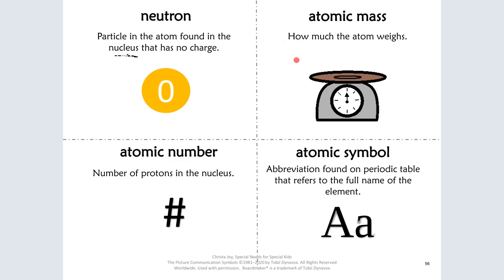The atomic mass is how much an atom weighs. It's the weight of a proton and a neutron. Okay, so the proton and the neutron are what are in the nucleus. The atomic number is just the number of protons. So hydrogen has an atomic number of 1. That's because it has 1 proton.